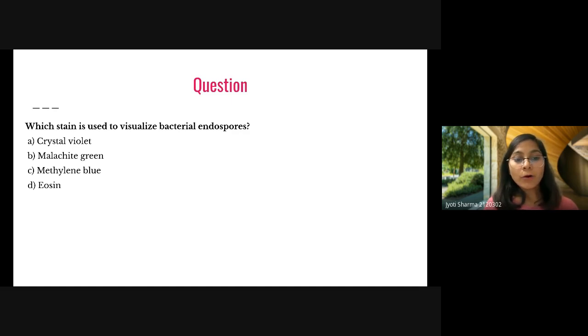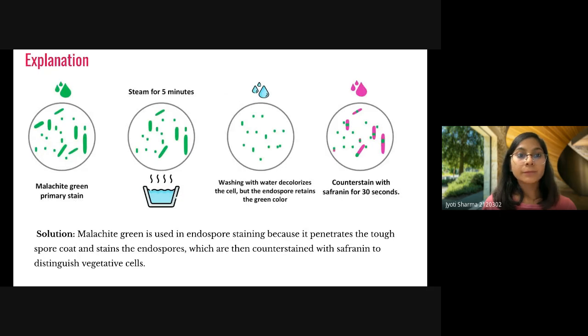So if you want to visualize the bacterial endospores, then what kind of staining will we use? We have 4 options: crystal violet, malachite green, methylene blue, and eosin. What kind of staining will we use if we want to visualize bacterial endospores? We will use malachite green, and let me show you how we can do this.